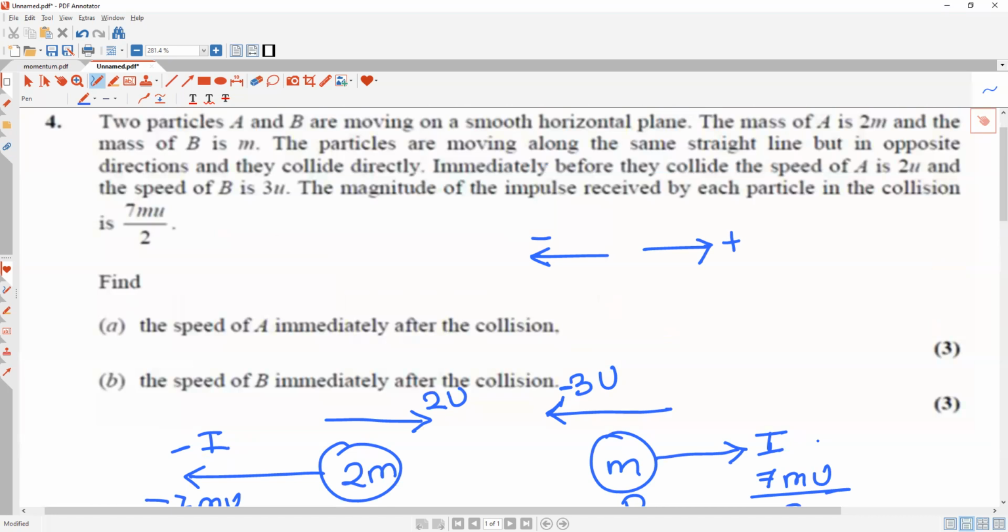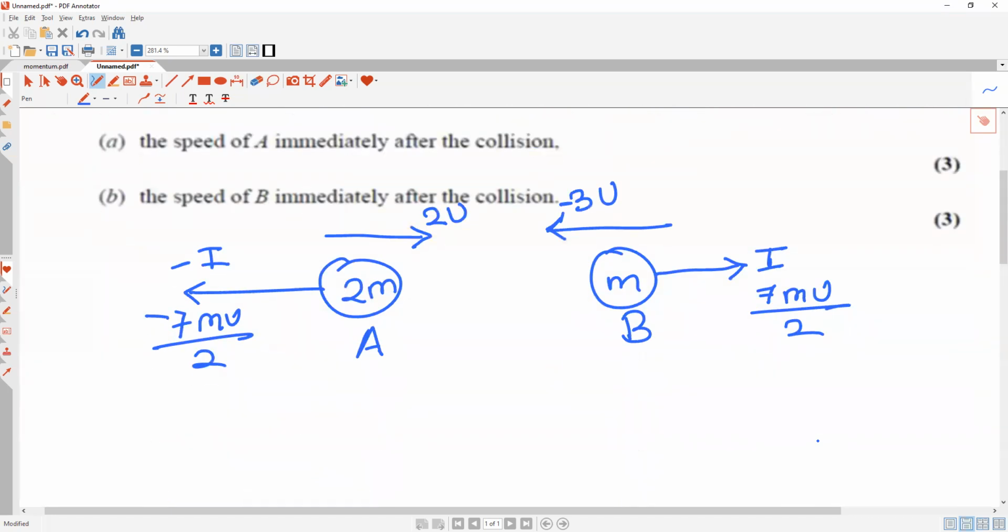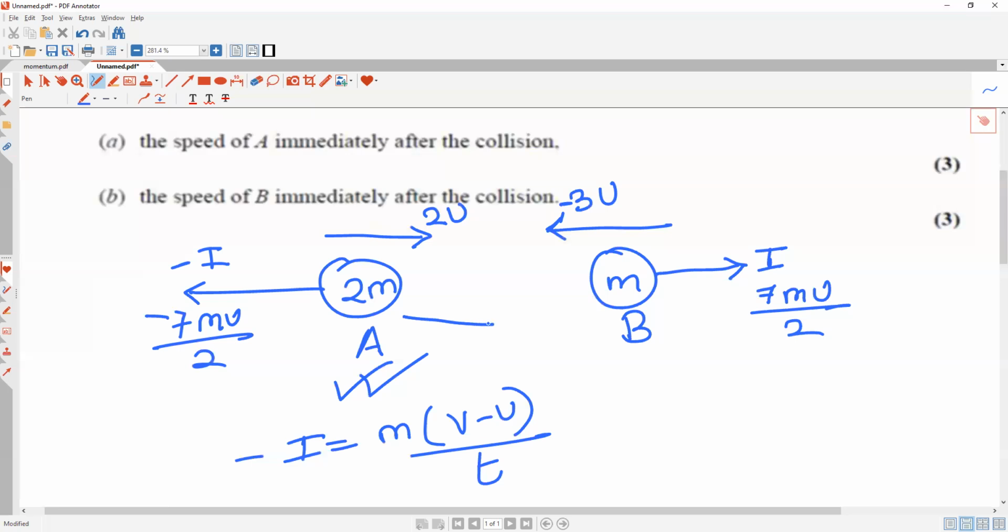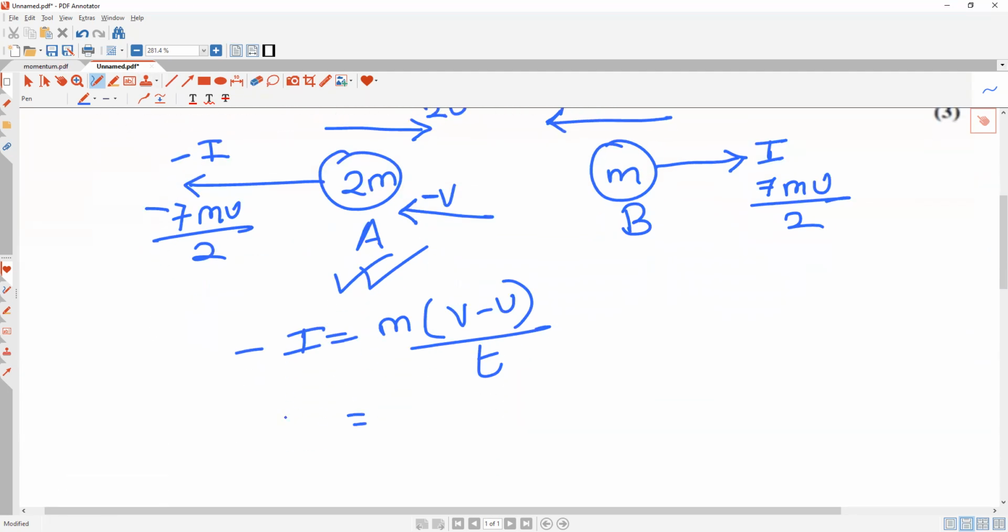Now, we need to find the speed of A immediately after the collision. So we need to take A in our impulse formula. Impulse is equal to m(v minus u) by t. I am assuming that after hitting, A will go towards the opposite direction. This is my assumption. That means my v is going to be negative. So v minus u. Impulse is minus 7mu by 2. Mass is 2m.